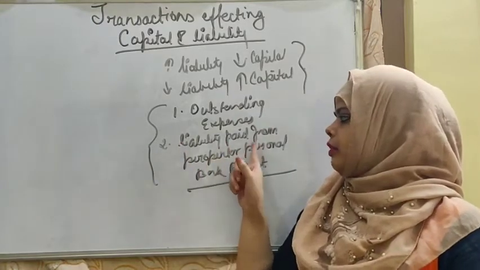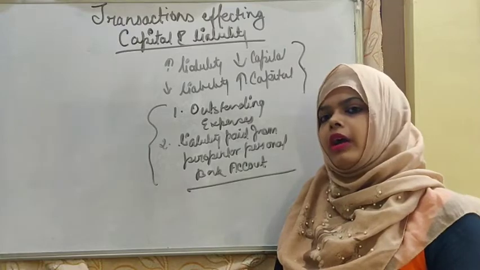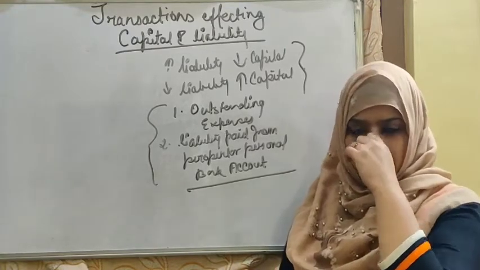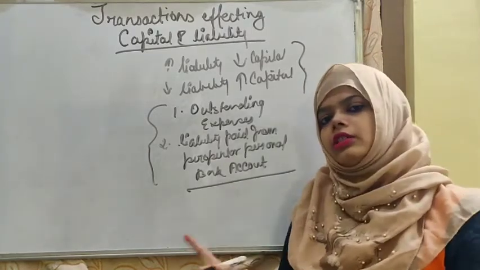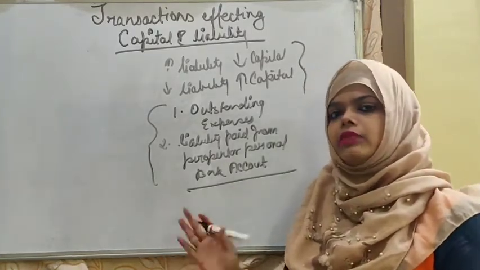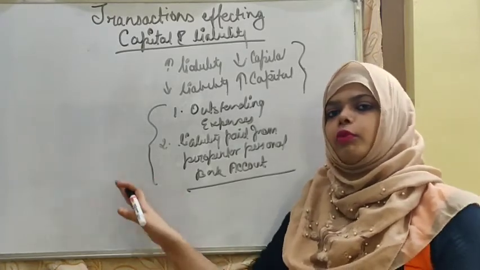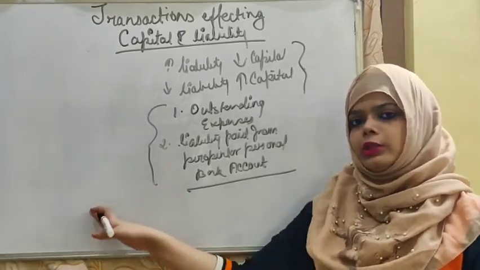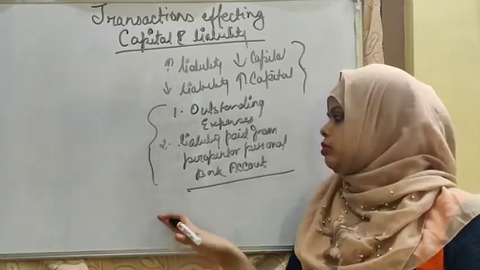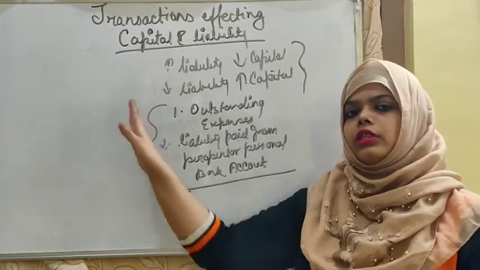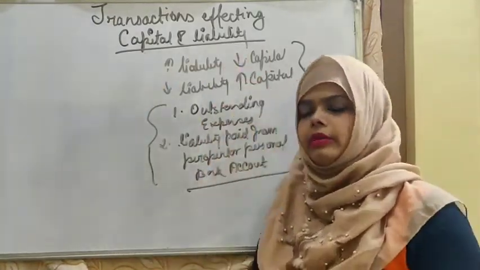Second, liability paid from the proprietor's personal bank account. It means the proprietor paid the outsider's equity from his own personal account, not related to the business. It will affect both the capital, meaning the drawings part of the business, and also the liability part of the business. So these are the two transactions which affect the capital and the liability part.